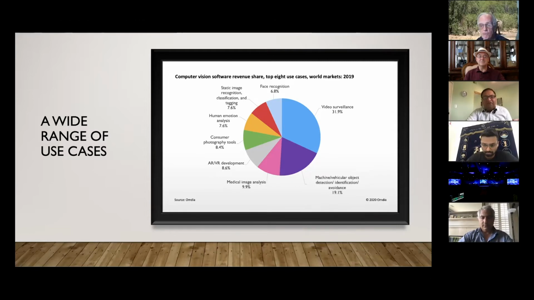Consumer and photography tools is another use case. Again, a lot of cameras are starting to ship with this. So you can clean up the image, you can enhance the image, you can generate bokeh, you can do face identification. All of that is being done using AI or computer vision.